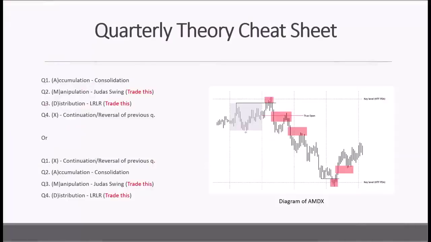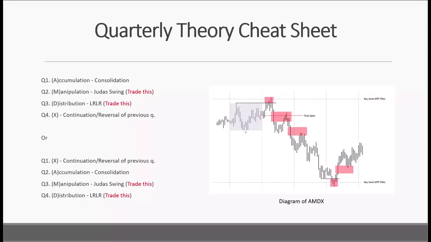Now we'll look at the quarterly theory cheat sheet. There are two sets of instructions that the algorithm usually follows. I deem them as AMDX and XAMD. The diagram to the right gives a visual depiction of AMDX. As you can see, Q1 formed a tight range, after which the manipulation phase of price begins.